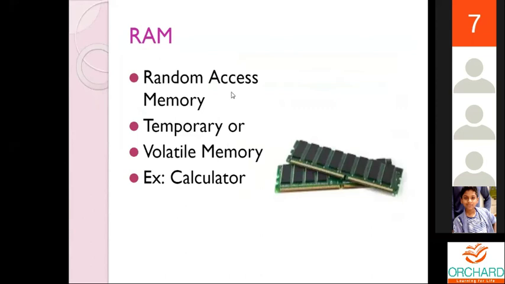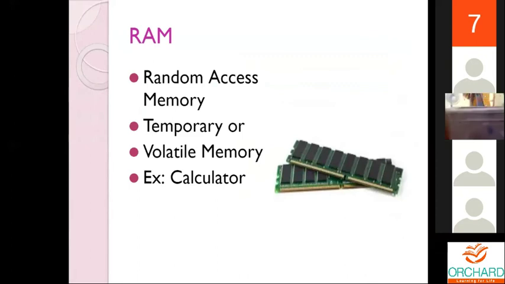RAM. The full form of RAM is random access memory. It is a temporary or volatile memory. That means the information stored in the memory is lost when you turn off the computer or the power goes off. So it is called a volatile or temporary memory.